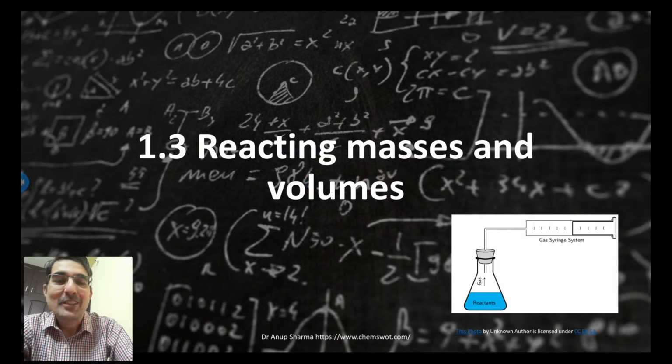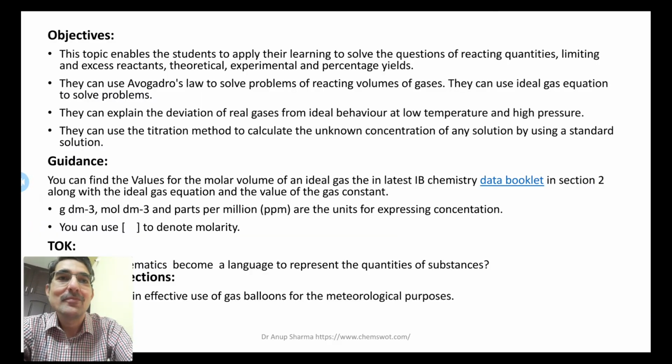Hello students. So today's topic is reacting masses and volume. This is the third topic of the first unit of IB Diploma Chemistry course. So the objectives: this topic enables the students to apply their learning to solve the questions of reacting quantities, limiting and excess reactants, theoretical, experimental and percentage yields.